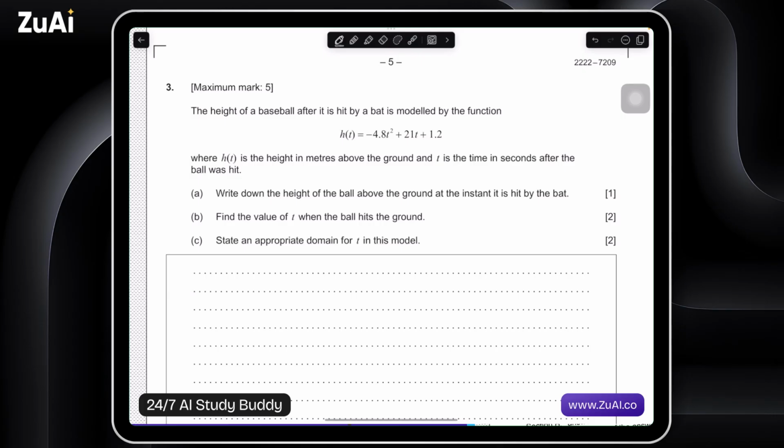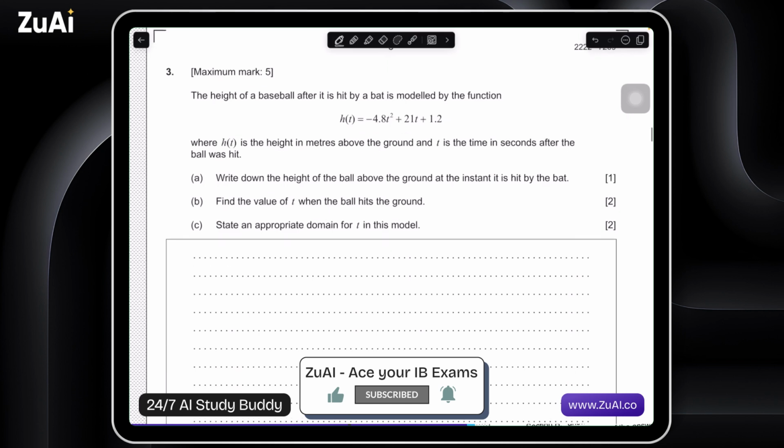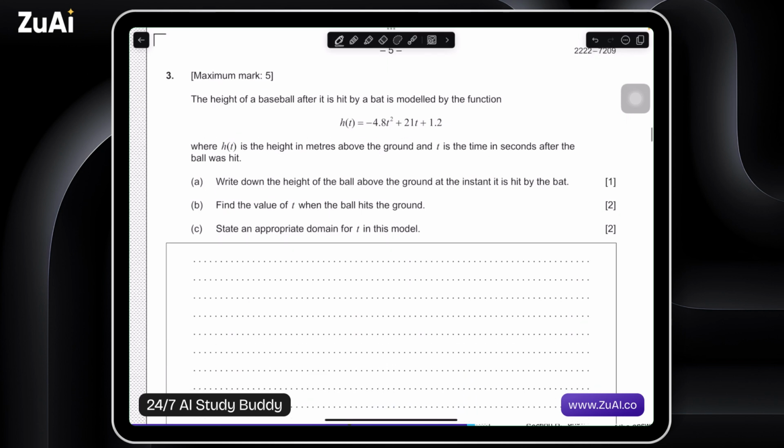Alright, 5-mark question. The height of a baseball after it is hit by a bat is modeled by the function h of t equals negative 4.8t squared plus 21t plus 1.2, where h of t is the height in meters above the ground and t is the time in seconds after the ball was hit. Write down the height of the ball above the ground at the instant it is hit by the bat.